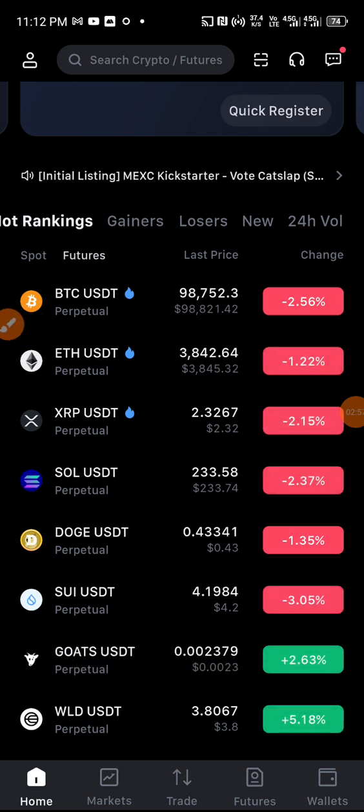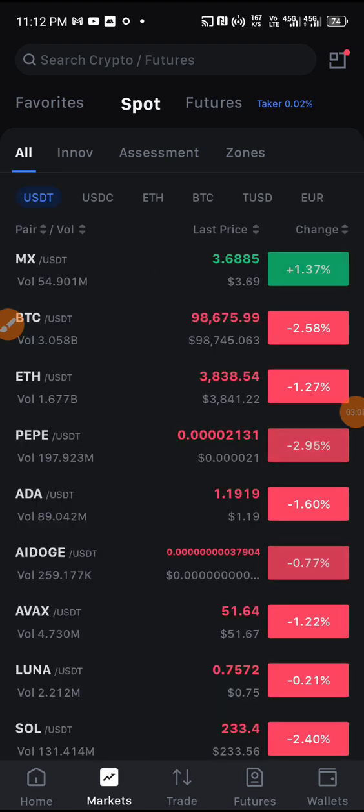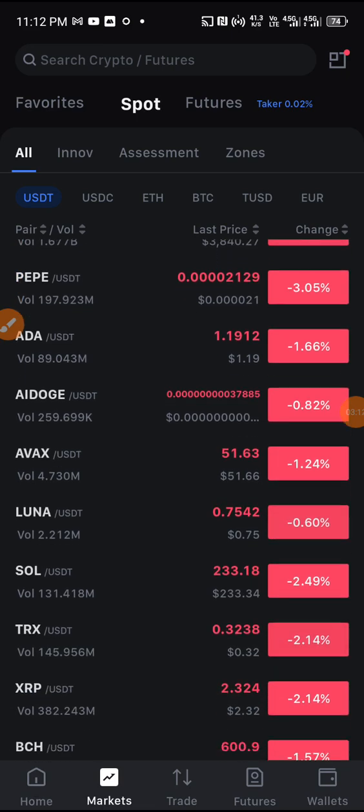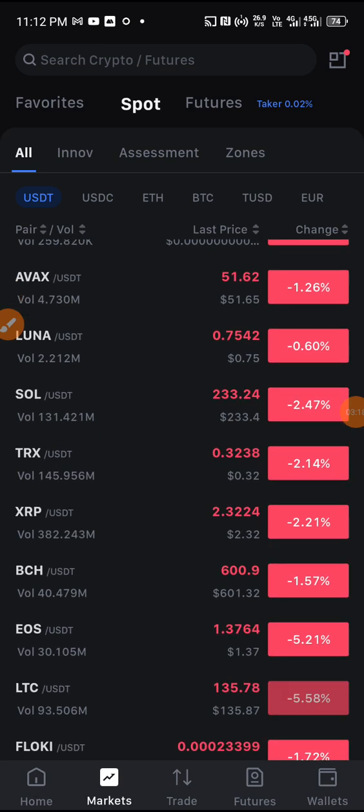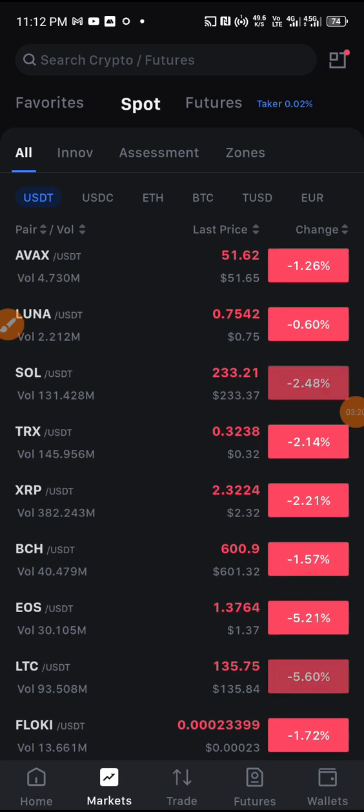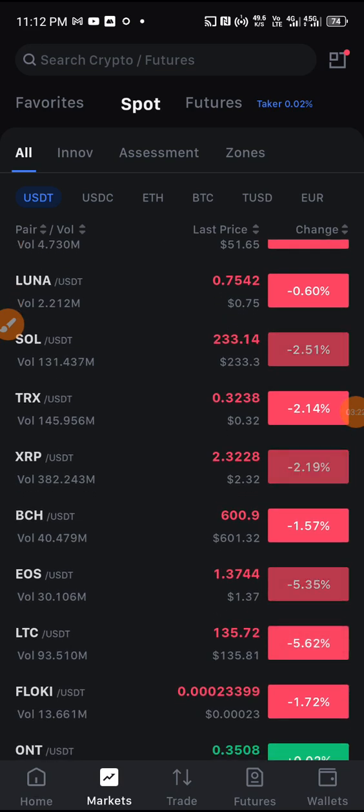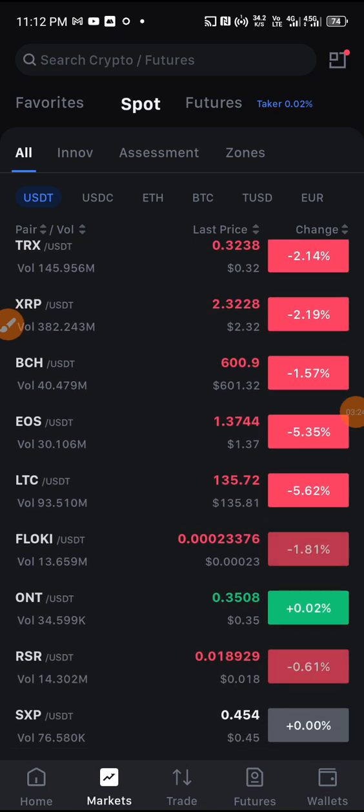So how do we deal with this? If you go to the market, this is where you find a lot of those coins you can trade on. You find all those coins that are available on MEXC in the market. You can find all those coins here. There's Lunar, SOL, TRX, XRP, LTC, and so on.